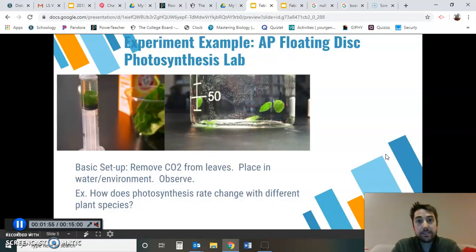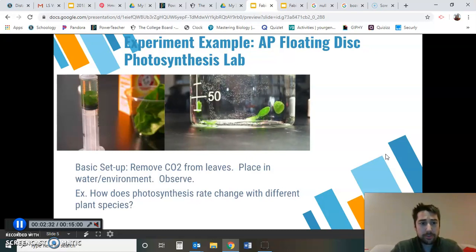So a very classic experimental design that we've done in AP is the floating disk lab. Okay, a lot of us did this. You can see in the GIF, right? We take out all of the CO2 using the syringes there, and we suck out all the CO2 so they sink to the bottom, and then we shove them into some sort of environment, and then we observe the photosynthesis, right? So as the photosynthesis is happening, these disks start to float up because they're starting to create those bubbles of oxygen, right?